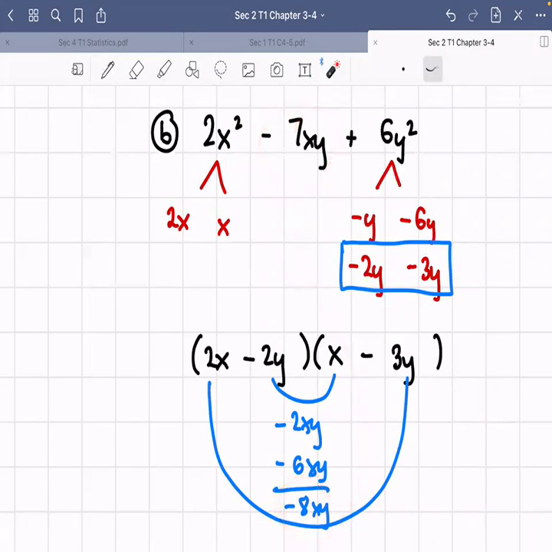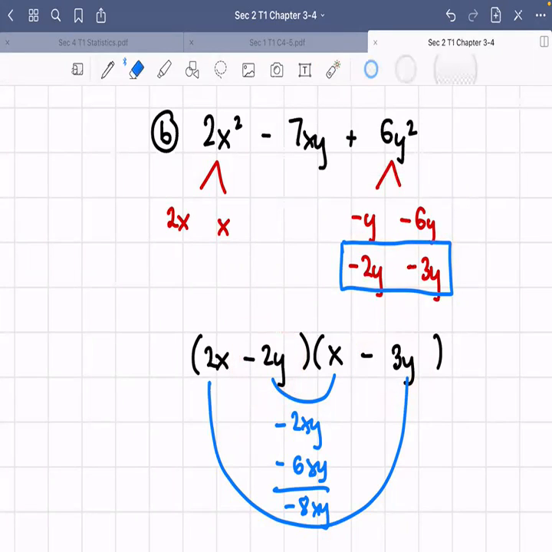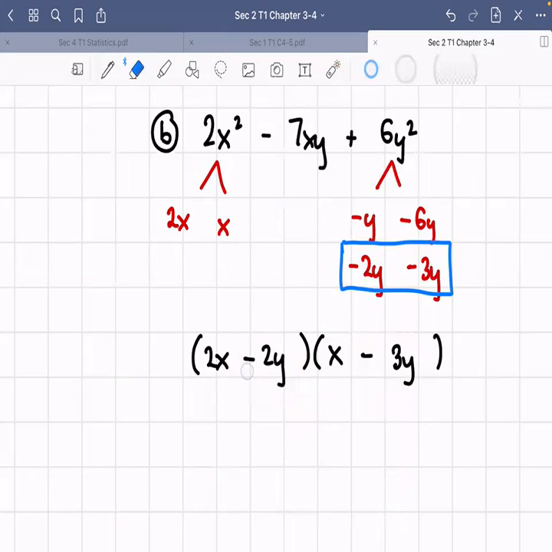But before you choose the second option, I suggest you try to switch their places first. Basically class, this is the wrong combination. Before you switch to the second option, try to switch their places because it might give you the correct answer also. So let me erase this now. Let's switch their places. So 2x now minus 3y, and then x minus 2y.